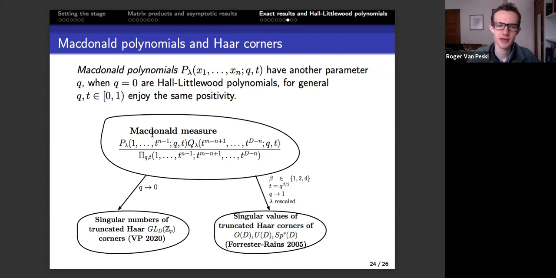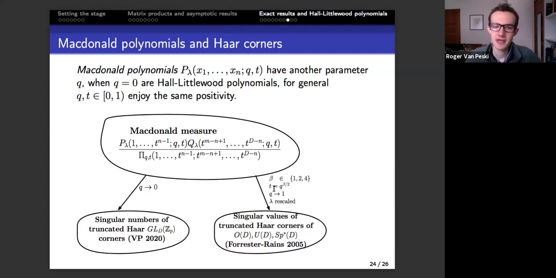measures coming from products. So you can define these Macdonald measures. This is some measure on partitions. It varies in q. As you send q to 0, you get the measure that we saw before, which gives you the singular numbers of an n by m corner of a d by d Haar matrix. This was the result we saw before.